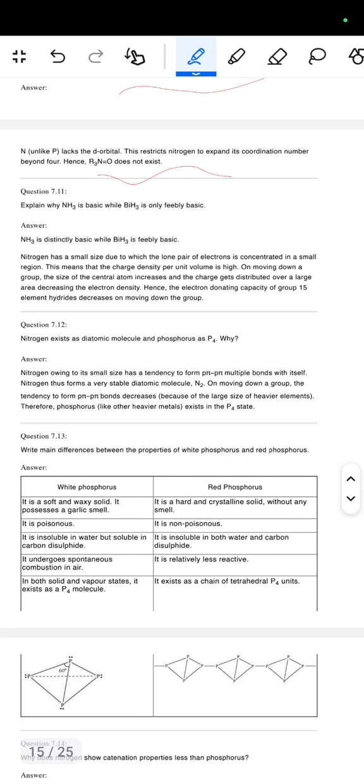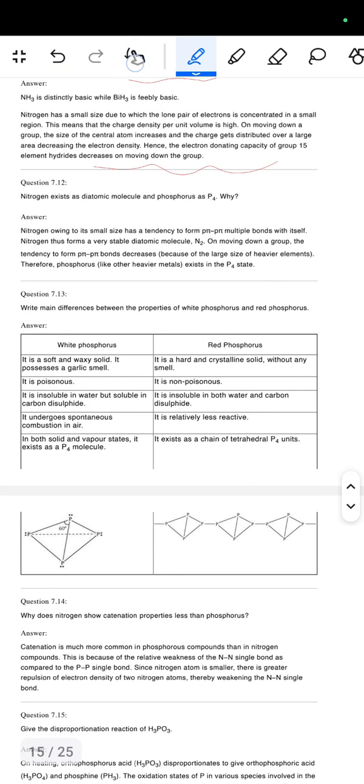Then explain why NH3 is basic while BiH3 is only feebly basic. NH3 is distinctly basic while BiH3 is feebly basic. This is because nitrogen has a small size, so the lone pair of electrons is concentrated in a small region. This means that the charge density per unit volume is high. On moving down a group, the size of the central atom increases and the charge gets distributed over a larger area, decreasing the electron density. Hence, the electron donating capacity of group 15 hydrides decreases on moving down the group.